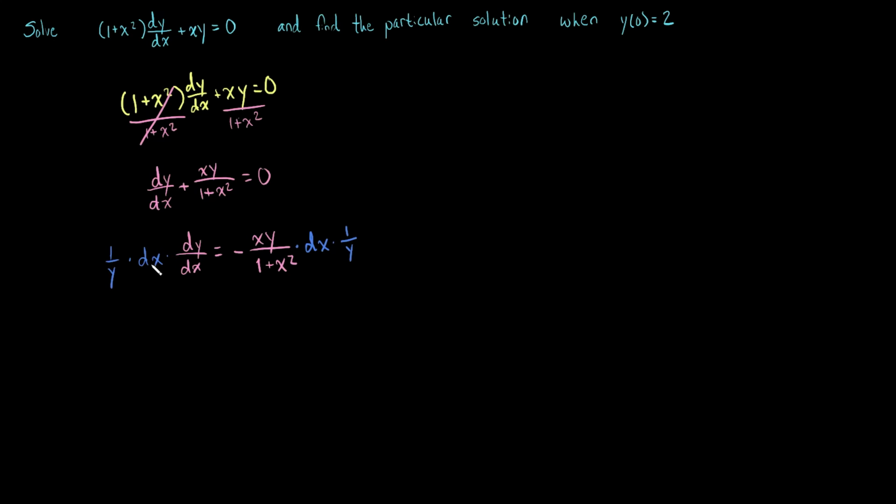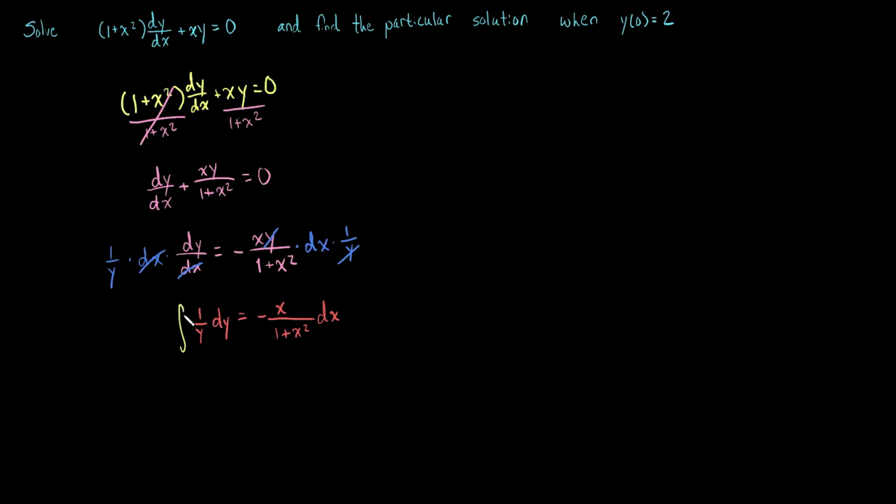Now, what does this do? Well, on the left-hand side, it simplifies our dx, and on the right-hand side, it simplifies our y. So from there, we're left with 1 over y dy is equal to negative x over 1 plus x squared dx.